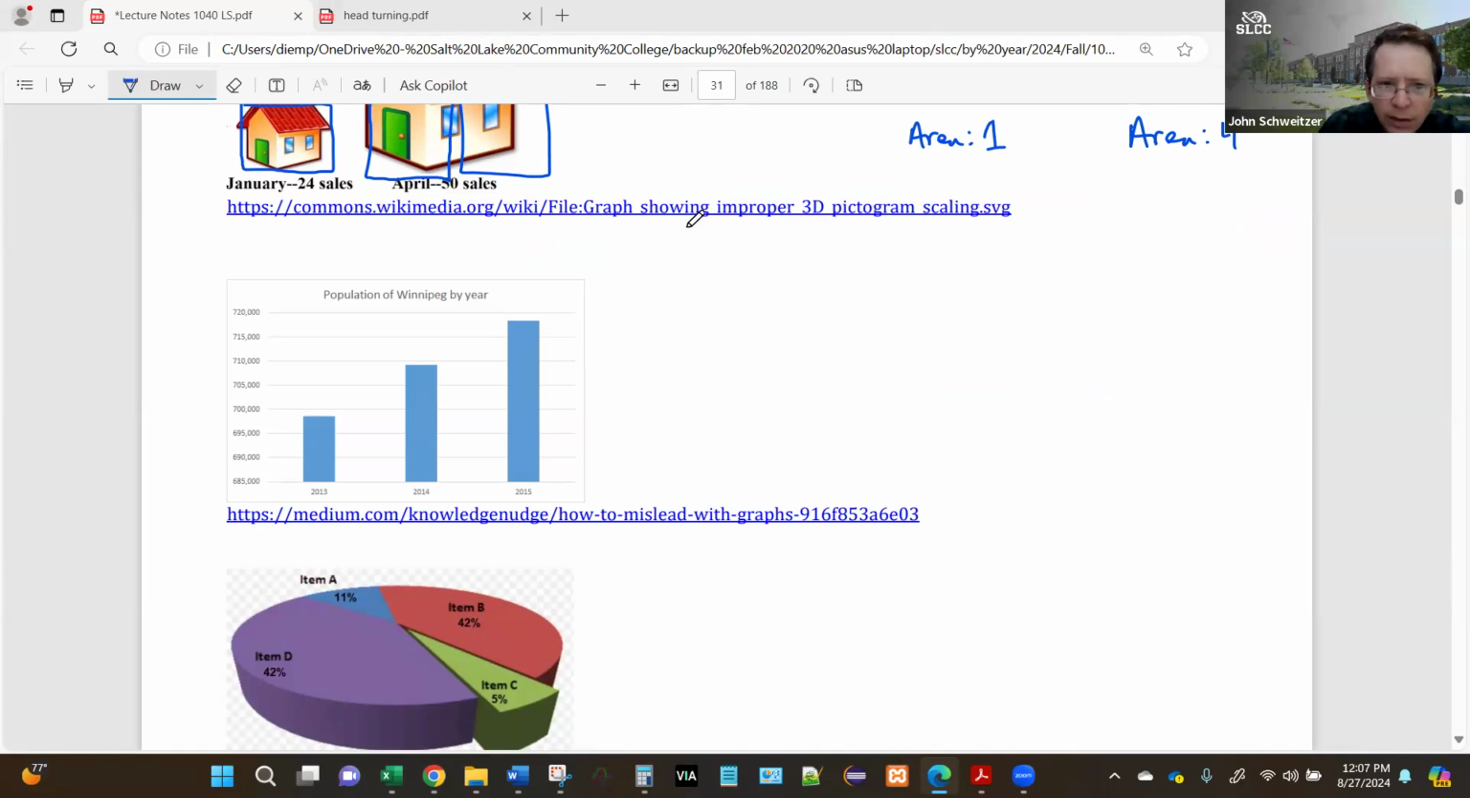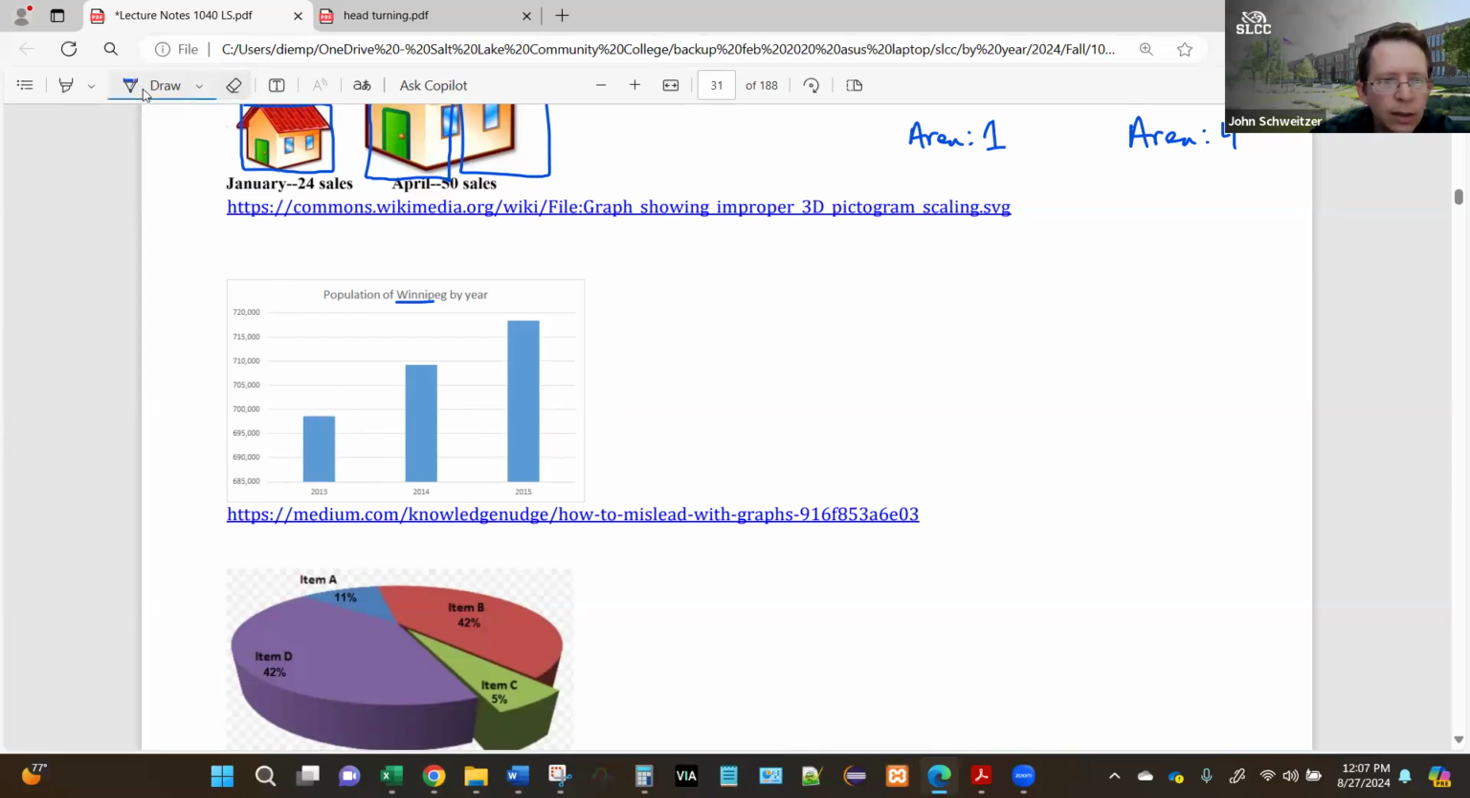So what is it? Well, this is the population of Winnipeg, a city in Canada, and in 2013 the population was just under 700,000. In 2015 the population increased. So if I bring this over to here, here's the 2013 number, about right here. Well, in 2015, it looks like it's twice that, right? So if you're just casually looking at this graph, it almost looks like the population has doubled, but it's not doubled at all.